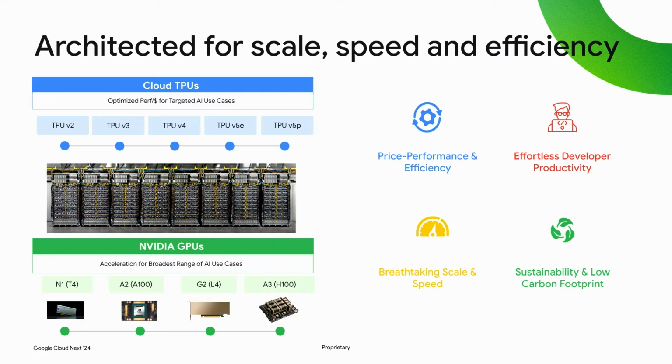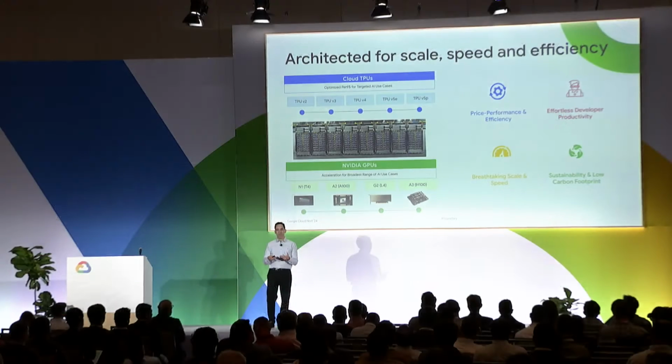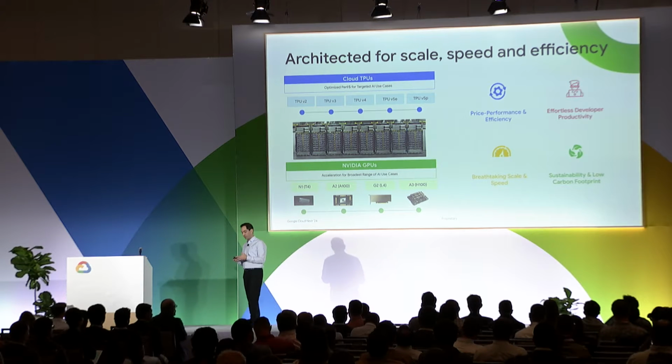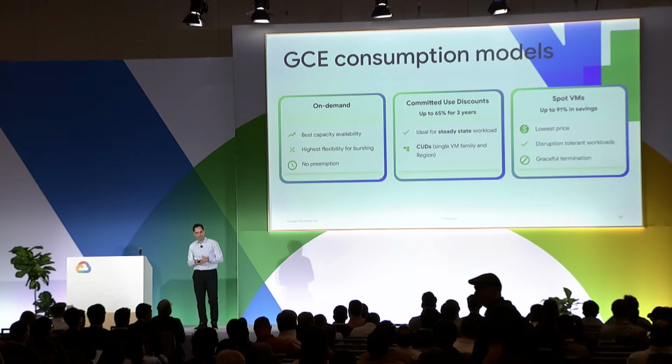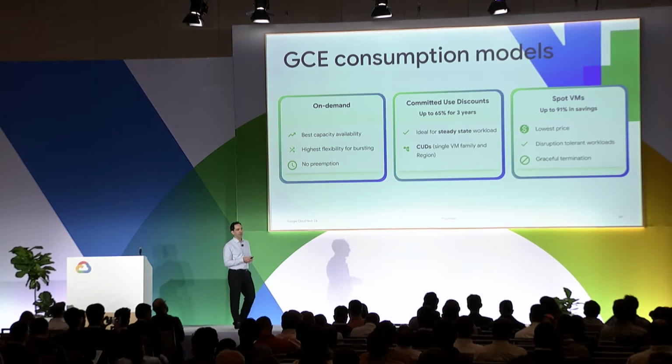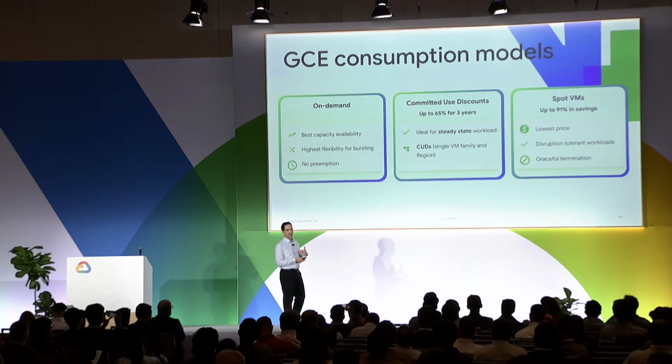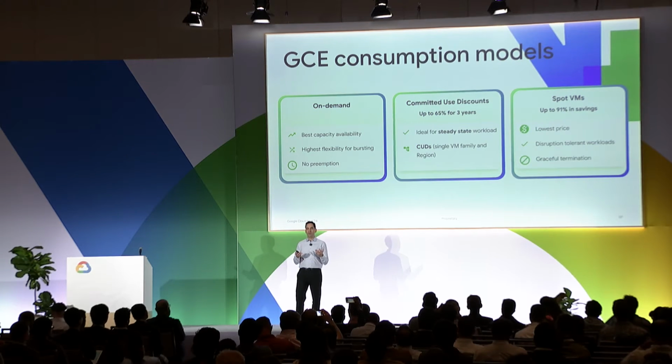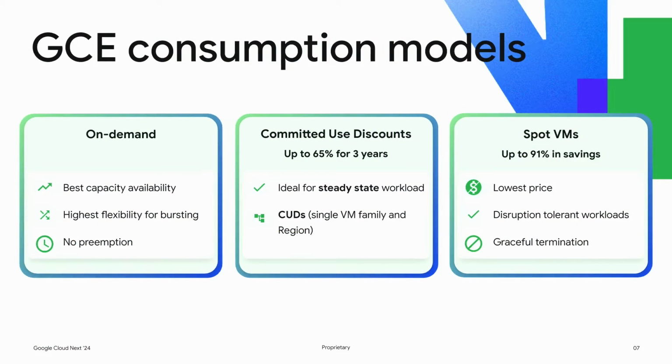Now we're going to talk about how these different consumption models that we offer are available with these different accelerators. So we offer 3 main consumption models that many of you are familiar with: on-demand, committed use discounts, and spot. On-demand is the original consumption model in the cloud. It's what made cloud what it is. You pay as you go. There's no commitments required. You pay by the second. We also offer up to 65% off for 3-year commitments. These are called committed use discounts.